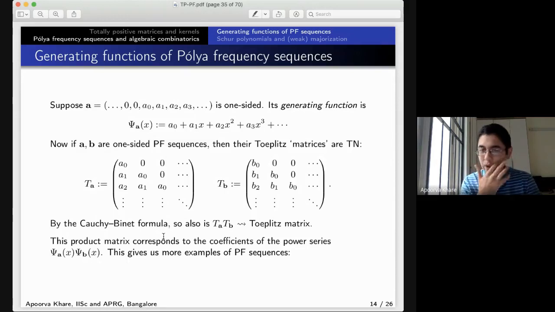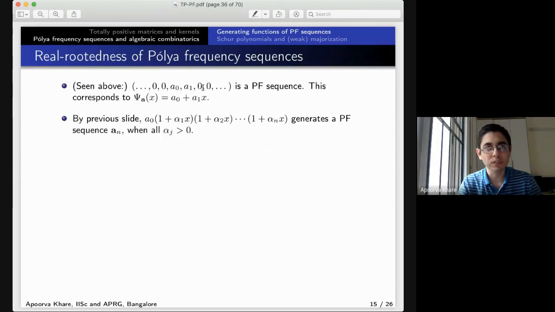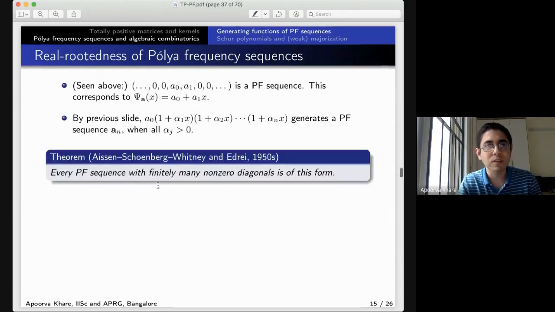So now, given the two atoms that I said on the previous slide, I will give you some more examples. We saw this one is fine. This corresponds to A0 plus A1x. And if this was 0 and I just had A0, that would correspond to A0. So by the previous slides, A0 times this, I can put 1 here and I can divide by A0 for the linear polynomials. So A0 times this is a Polya frequency sequence, meaning the coefficients are, right? That is one example of a finite Polya frequency sequence. Guess what? It is every example of a finite Polya frequency sequence. So every such sequence is of this form.